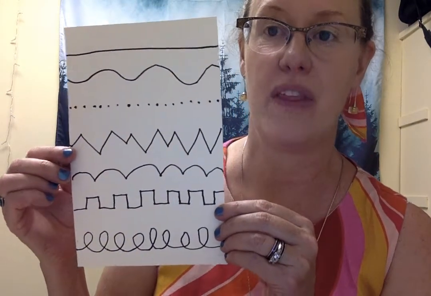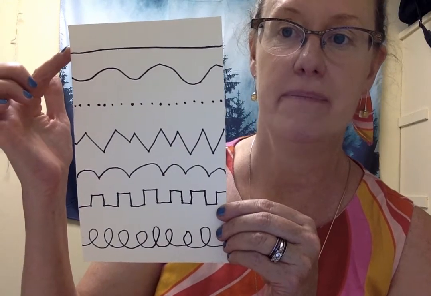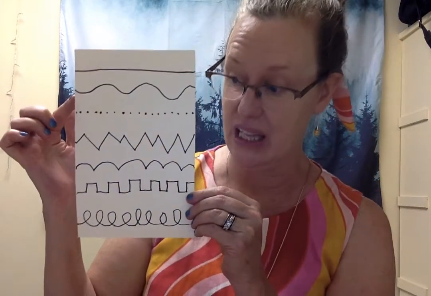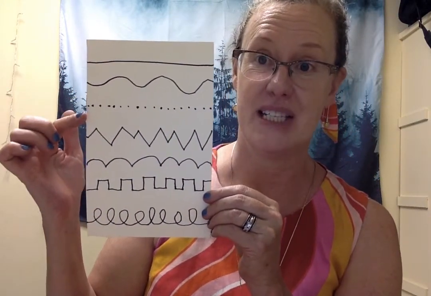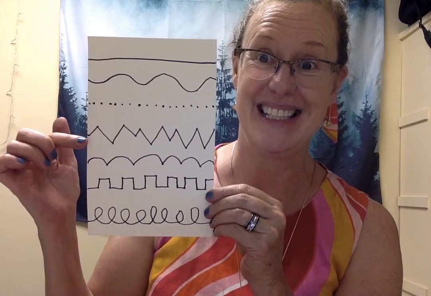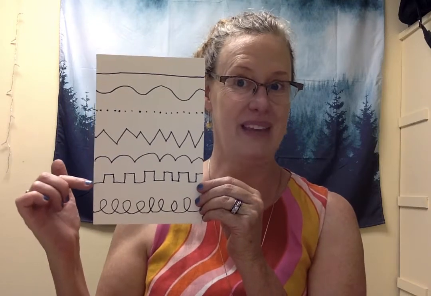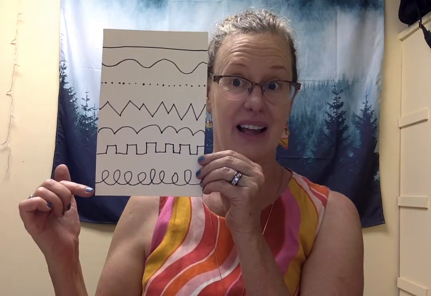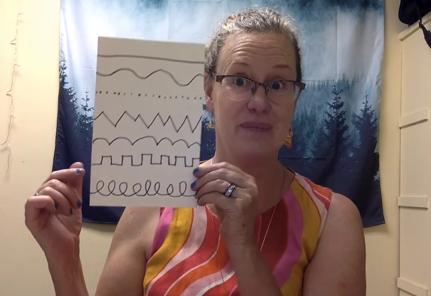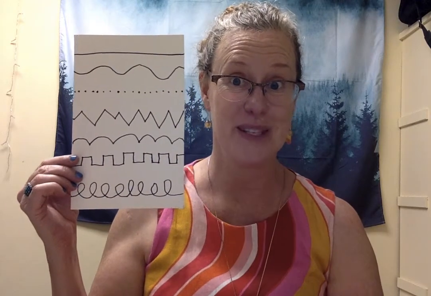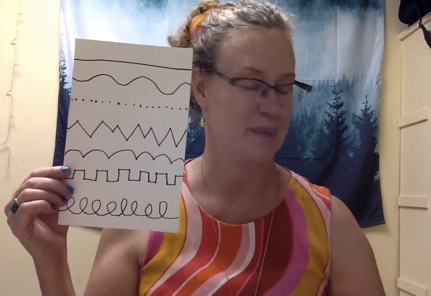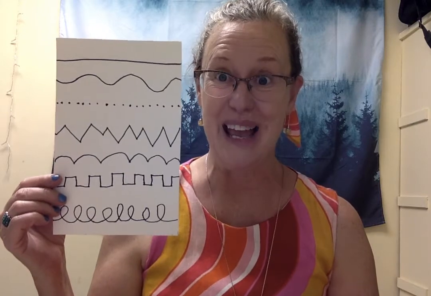So now, once you're all finished, you should have all of these lines. Let's talk about again what they are. Straight line, wavy line, dotted, zigzag line, a cloud line, a castle line, and a curly Q line. Awesome. Okay, so now what we're going to do is we're going to do some painting.